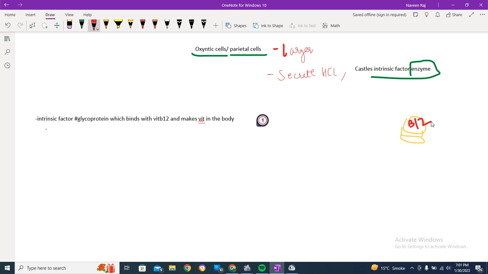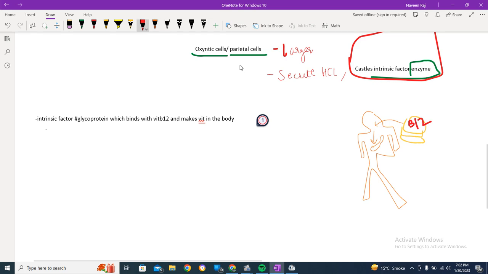In the stomach, HCl and Castle's intrinsic factor enzyme unbind vitamin B12 into its free form. This is the main thing. Now, when this food is eaten, this is a great drawing, I'm sorry. This goes inside, and here is your stomach, right? Now what will happen? Castle's intrinsic factor and HCl present there will release vitamin B12.